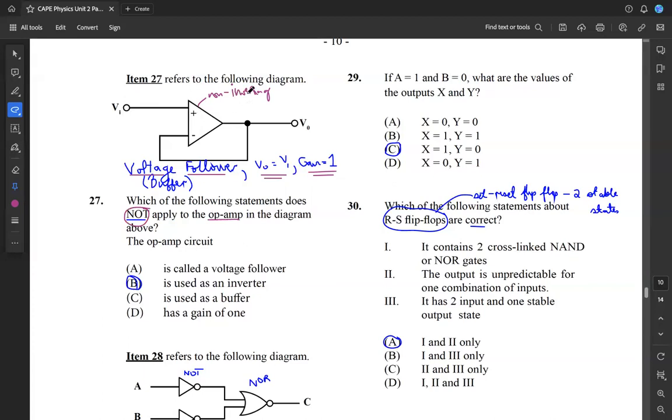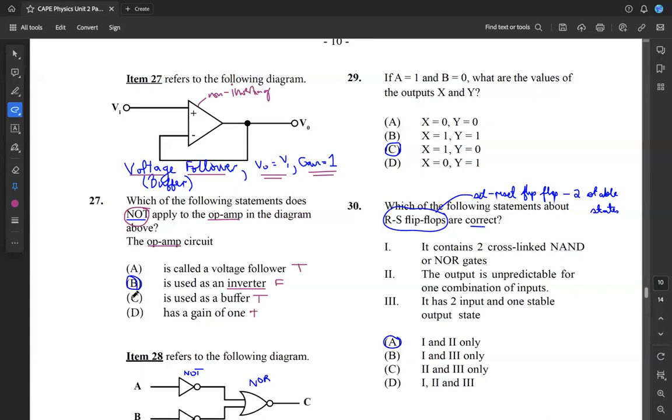And again, we said this is a non-inverting op-amp. It's actually what we call a voltage follower, right? So let's see which one does not apply. The op-amp circuit is called a voltage follower. We know that this is the case. This is true, right? It's used as an inverter. No, guys, it's not going to invert. Why is it not going to invert? Because it's going into our non-inverting node. So this is not true. So that's false. And so that's actually our answer. But let's look at the other ones. The op-amp circuit is used as a buffer. So that's true. And it has a gain of 1. So that's true.